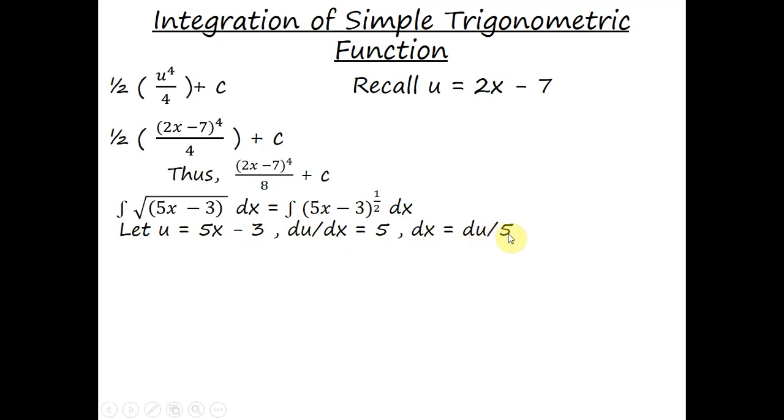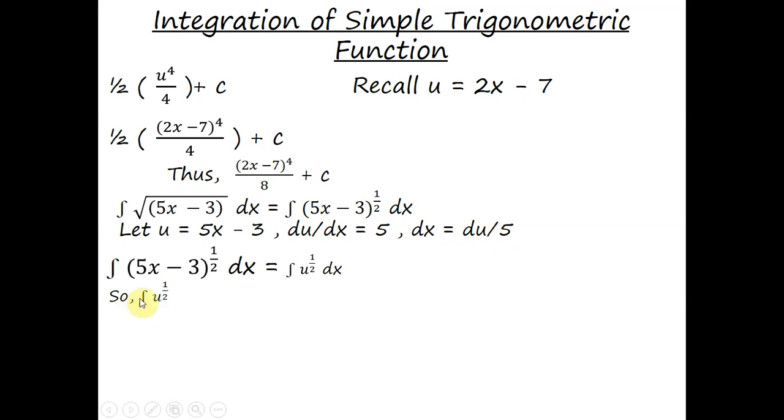So therefore dx is equivalent to du divided by 5. Of course, you should be familiar with this by now. So we proceed to the integral of 5x minus 3 raised to the power of half dx, which is equivalent to the integral of u raised to the power of half dx. Now let's do our substitution here to replace dx with du.